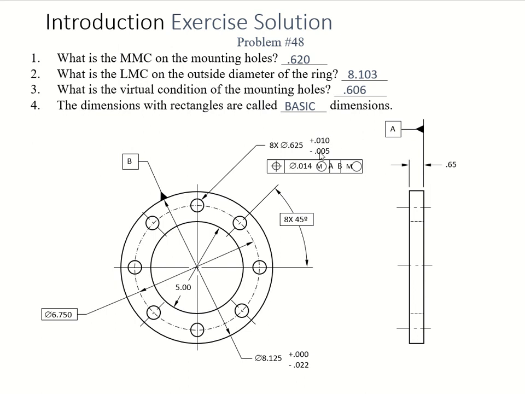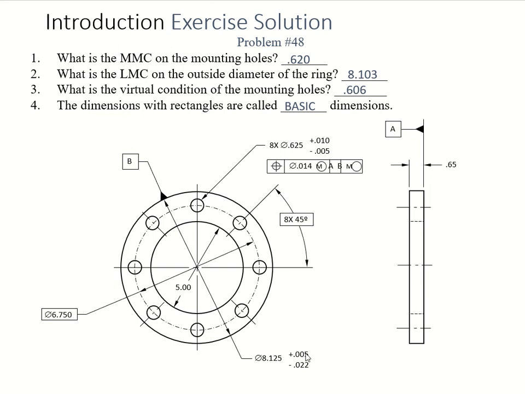Then let's talk about the LMC, which is the opposite of that. You want to leave the least material on your part. Now you're dealing with the outside diameter of the ring. So it goes to outside diameter. Therefore, look at this. You're going to choose the right dimension, which is this guy. And then, of course, you have to get rid of this. In order for you to get the LMC outside diameter, we have to leave the least material, so you have to go to the maximum of it.